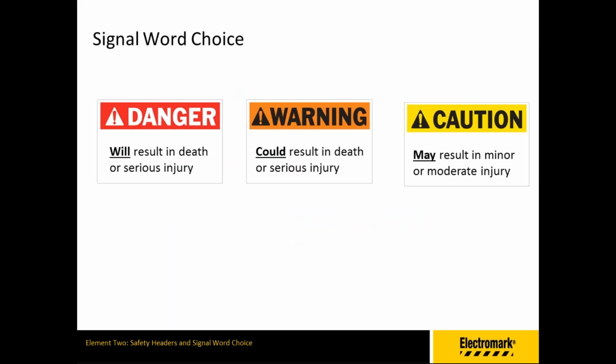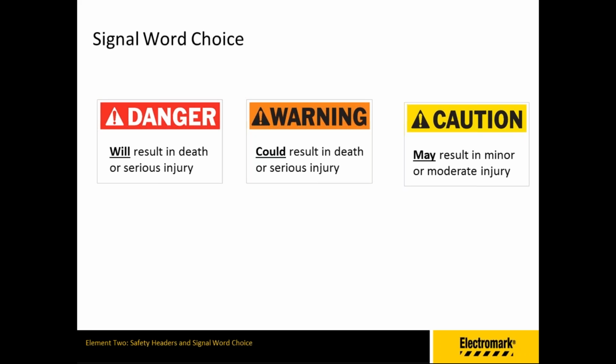Danger, warning, and caution are hazard-related words where there's potential for personal physical injury. Danger is associated with a hazard that will result in death or serious injury, and it should be reserved for situations where the reader of the sign is in direct physical proximity of the actual hazard itself. And so that should be reserved for the most dangerous situations.